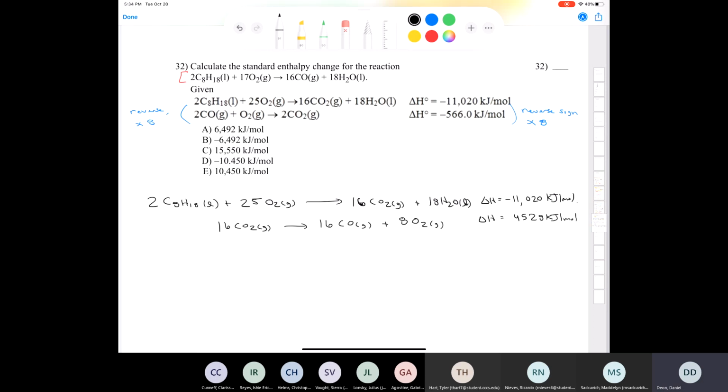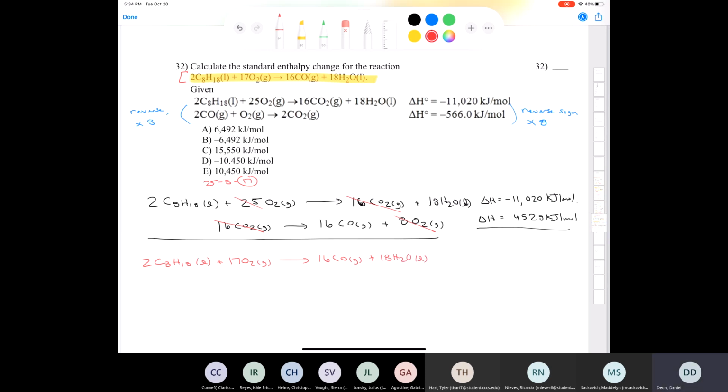Now, let's double check to make sure these two equations tally up to give us our overall desired equation, this one right here. We've got 16 moles of carbon dioxide on both sides. And I've got oxygen over here, but I've got 25 moles of oxygen here. 25 subtract 8 equals 17. So that would give me 17 moles of O2. So that would give me 2 moles of octane plus 17 moles of oxygen producing 16 moles of carbon monoxide gas plus 18 moles of water.